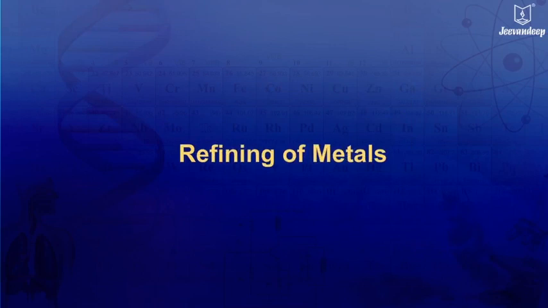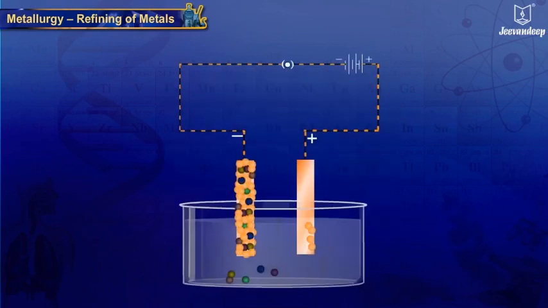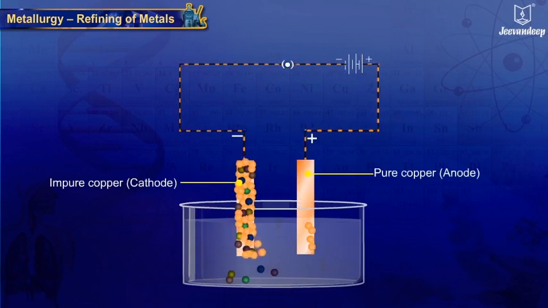Refining of metals. The metals extracted from their ores are not very pure, that is, they contain impurities. Most widely applicable method for refining impure metals is electrolytic refining.